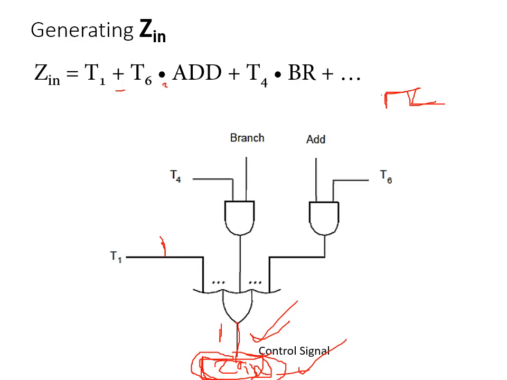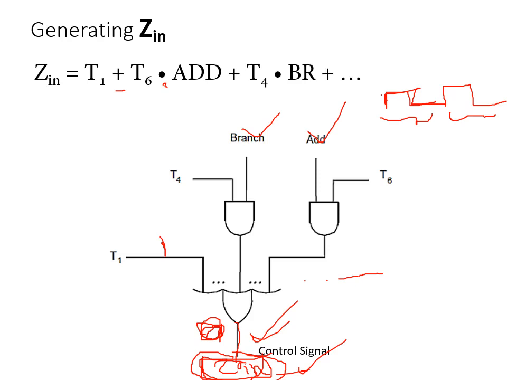Then at the second clock cycle of any instruction, it will be 0. Why? If it is neither a branch instruction nor an add instruction nor any other instruction in which ZIN is included, then at all other times, in the second clock cycle, it will be 0.